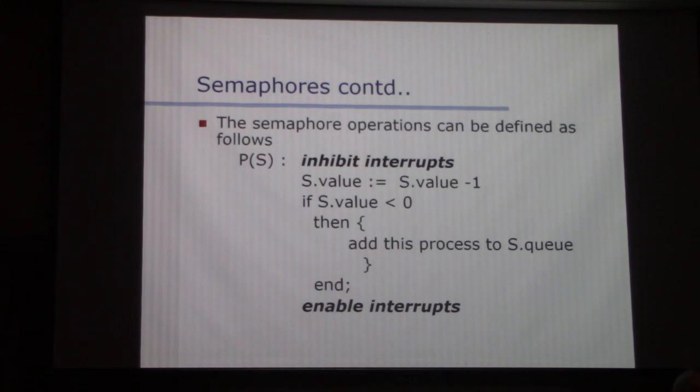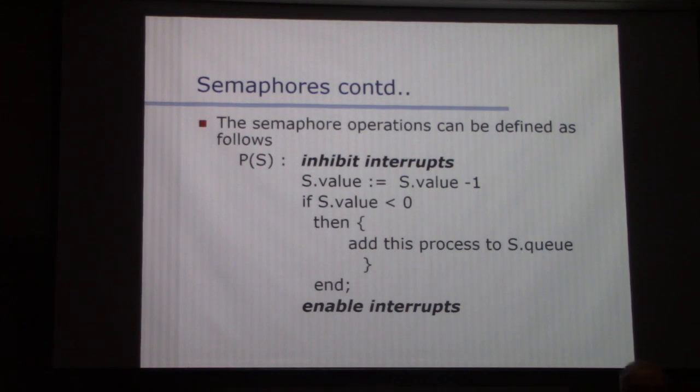Initially 1, we apply the P operation. We decrement the value by 1. Is the value less than 0? No. So we don't get the then clause. We continue, enable interrupts, and get into the critical section. The process is running within the critical section, and there is a timer interrupt. Let's suppose that was process 1. Process 2 gets the CPU.